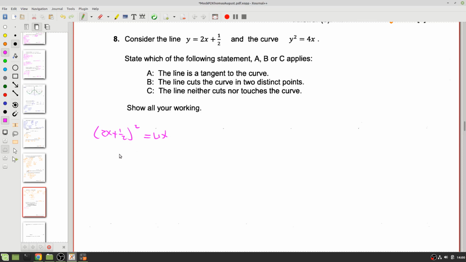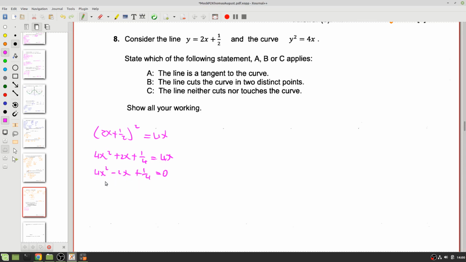Okay, let's just multiply this out to see what we get. So 2x times 2x is 4x squared, 2x times a half is x, times 2 is 2x, and a half times a half is a quarter, equals 4x. So let's just collect all the like terms. That means we've got 4x squared, and then we've got 2x minus 4x, so minus 2x, and plus a quarter, equals 0. So we see here we've got a quadratic equation.